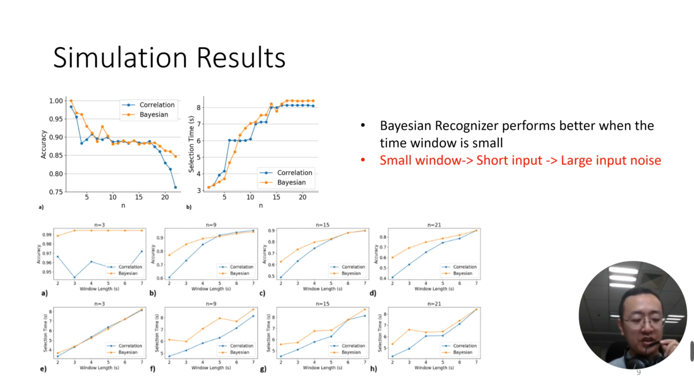So first we conduct simulations to validate the optimization results, and it shows that the Bayesian recognizer performs better when the time window is small. And this is expected, since a small window means the input is short, which means there might be more imprecise inputs from the user. And this shows that our Bayesian recognizer is robust to imprecise user inputs.